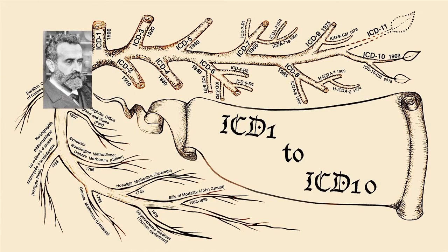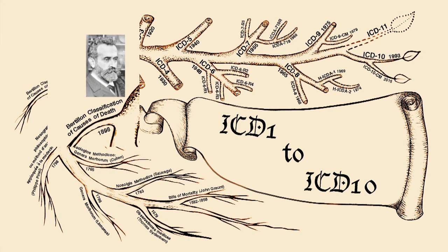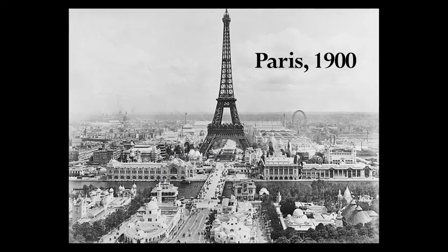In 1899, Bertillon's recommendations convinced the French government to convoke in Paris in August 1900 the first international conference for the revision of the Bertillon, or International Classification of Causes of Death, or ICD, as it subsequently became known. That first meeting was held in Paris.